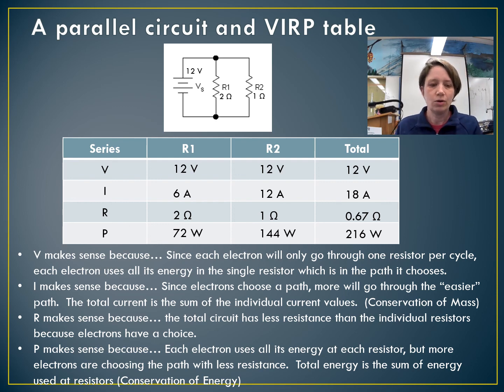And you'll also notice that in this case, it's a different bulb that's brighter. It's R2. It's the smaller resistor that's brighter. And the reason is because even though each electron is using the same amount of energy, twice as many electrons are going through that bulb than the other one, and therefore it gets more power.